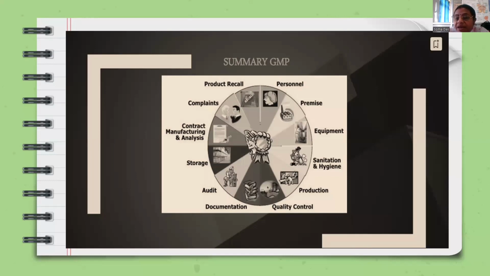Then whenever we meet all the standards and criteria, when we are satisfied with all the parameters under these subheadings, we can say yes, my deliverable product is GMP certified. That is the summary of GMP.